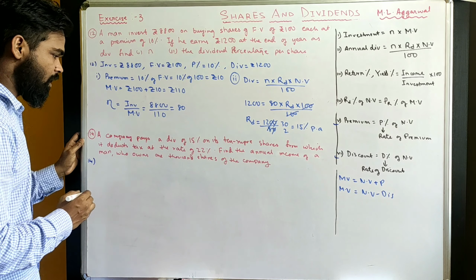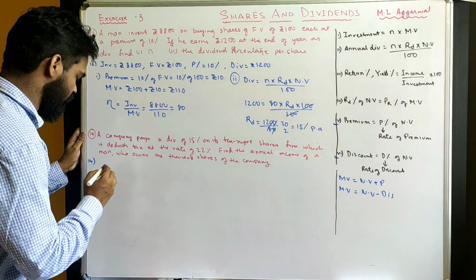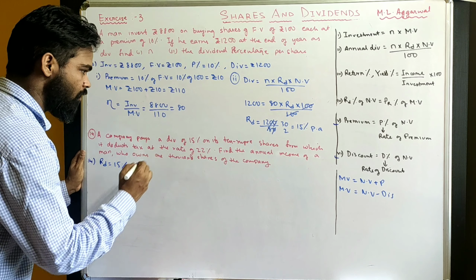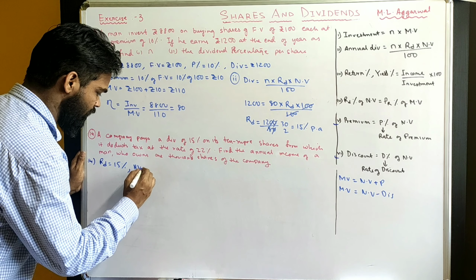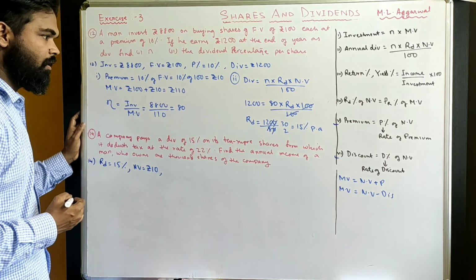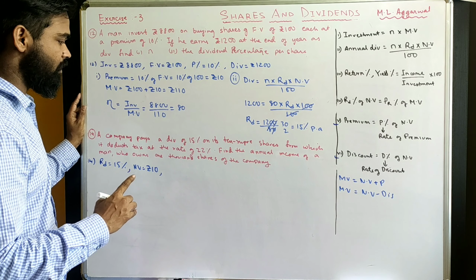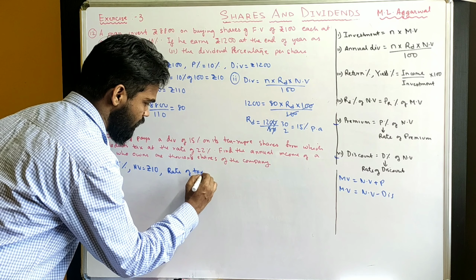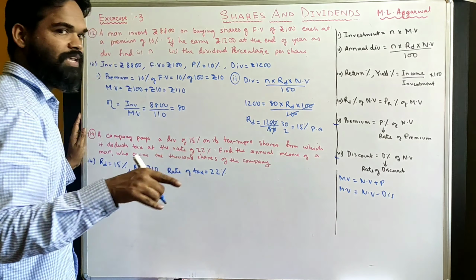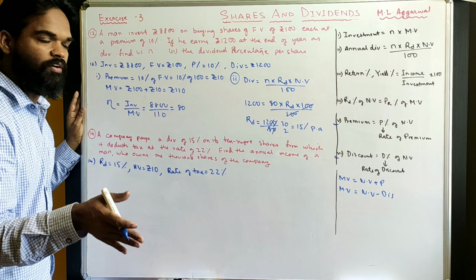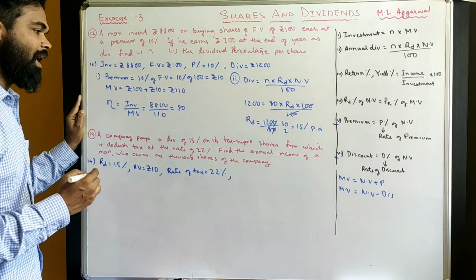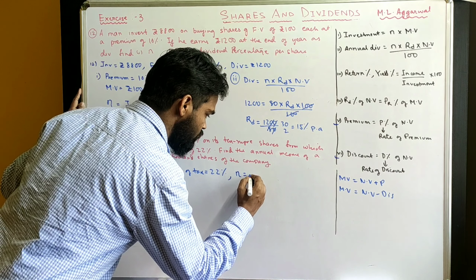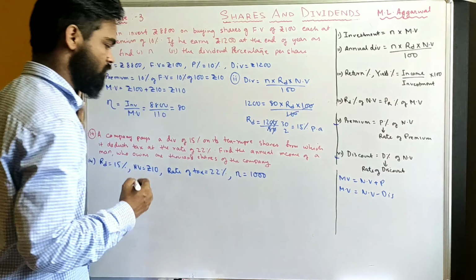Now look at sum number 14. Very interesting. A company pays a dividend of 15% on its 10 rupees share, which means the rate of dividend is 15%. Just write the information. On its 10 rupees share, which means the nominal value is rupees 10, from which it deducts a tax at a rate of 22%. So the rate of tax is 22%. Tax is calculated on the dividend, on the profit. Okay, be careful. Find the annual income of a man who owns 1000 shares. So the number of shares is 1000.